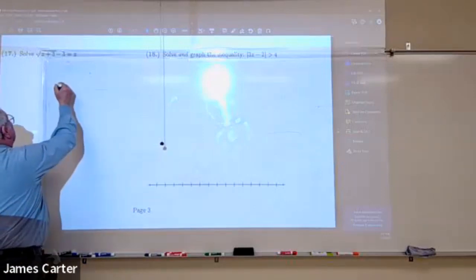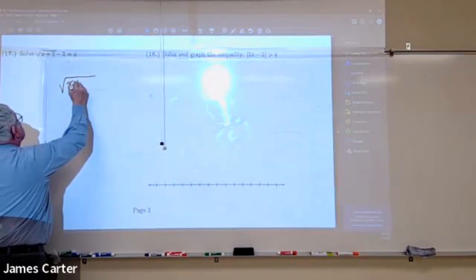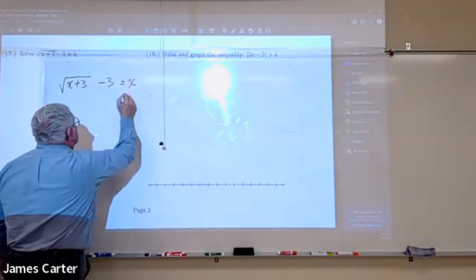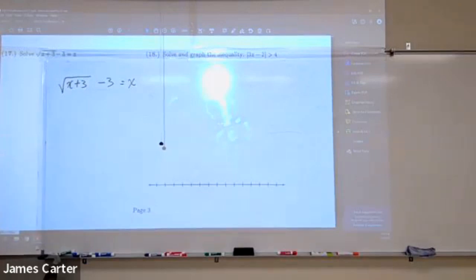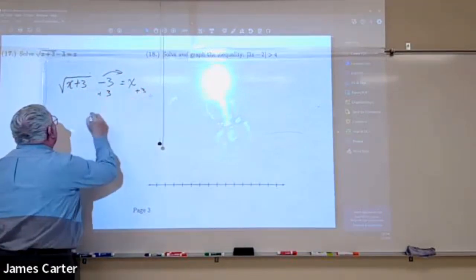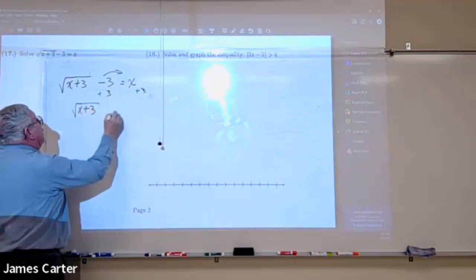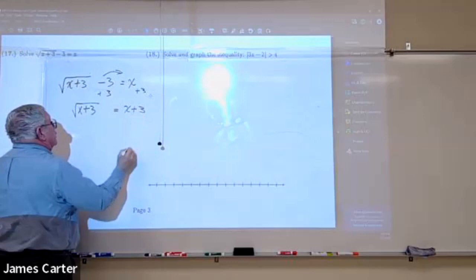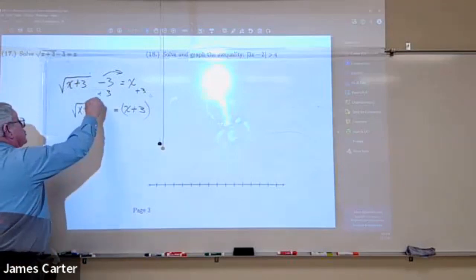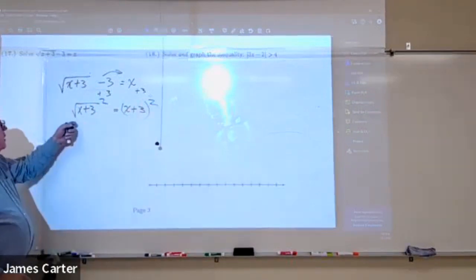Okay, I'm gonna rewrite this big enough you can see it hopefully. Radical x plus 3 minus 3 equals x. Okay. What have I got to do? Isolate the radical. So take this over to the other side. Plus 3 plus 3. And I get radical x plus 3 equals x plus 3. And I'm going to put a parentheses around that, and there's a reason I'm going to put a parentheses around that right now, because I'm going to square this and I'm going to square that to get rid of that radical.